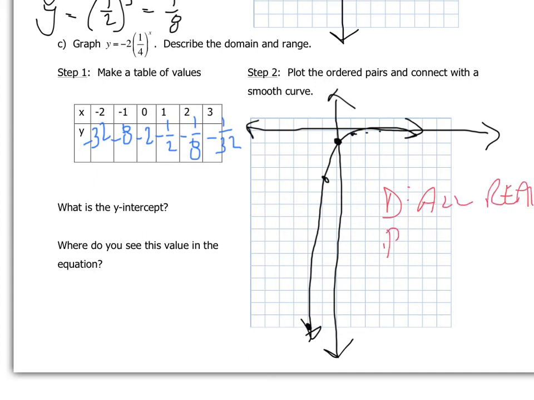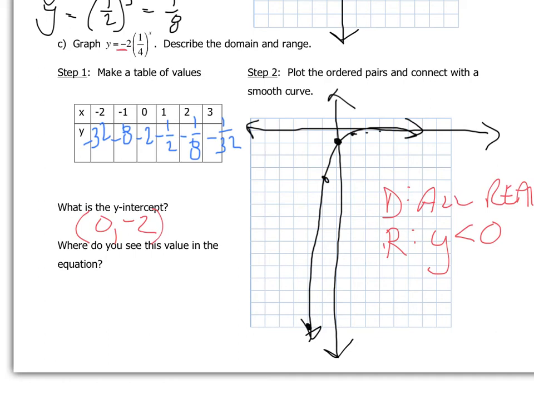And my range, this time, y's are going to be less than 0, because we don't see anything that's above or at 0. Now, when I look at these two questions off to the lower left-hand side, what is the y-intercept? Well, we know the y-intercept is when x's are 0, and the y-intercept is the point (0, -2). Now, where do I see this value in the equation? Well, I see this value right here, up top, back in the function, that letter a.